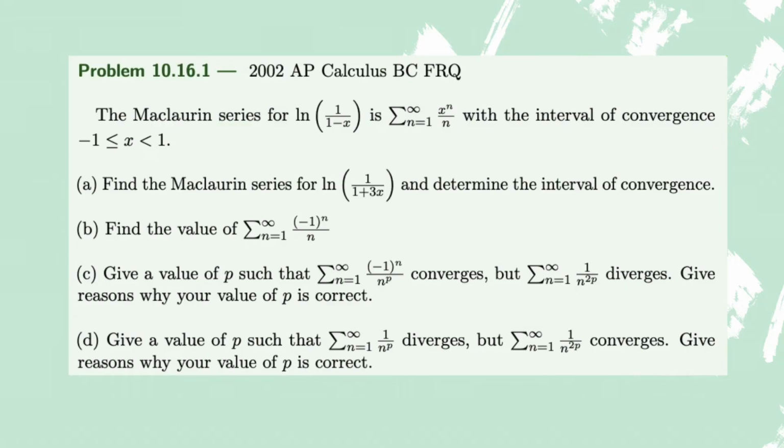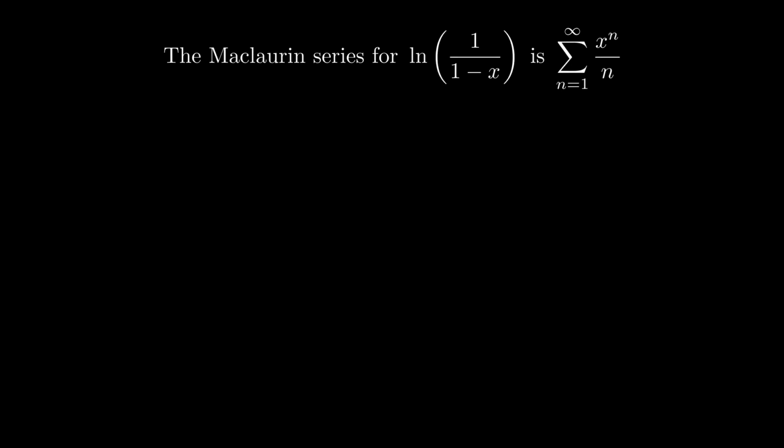Now in part B, we want to find the summation from 1 to infinity of -1 to the power of n divided by n. To do this, we know that the Maclaurin series for the natural log of 1 over 1 minus x is simply x to the power of n divided by n.